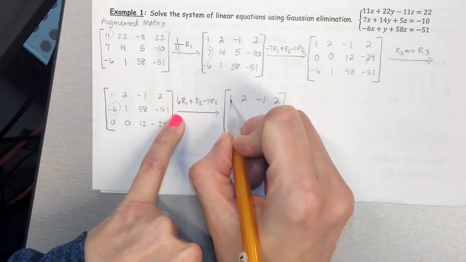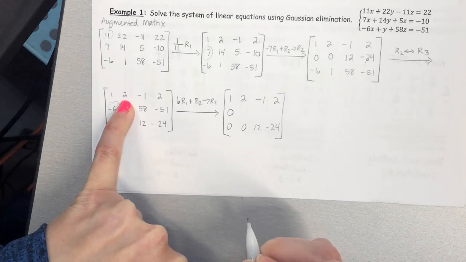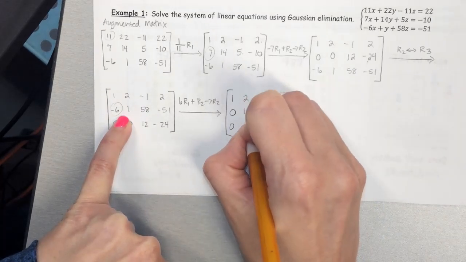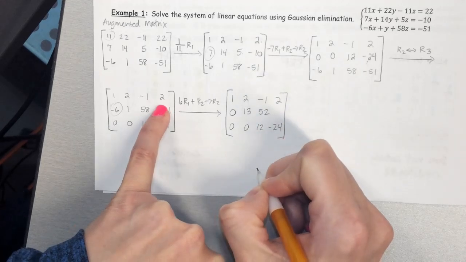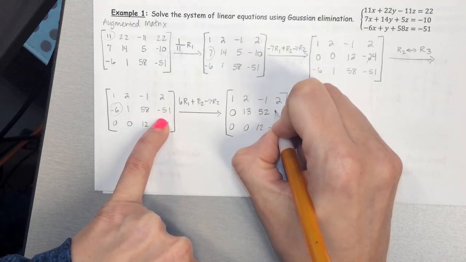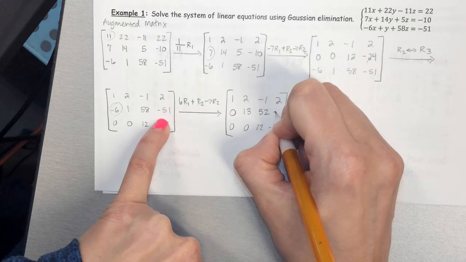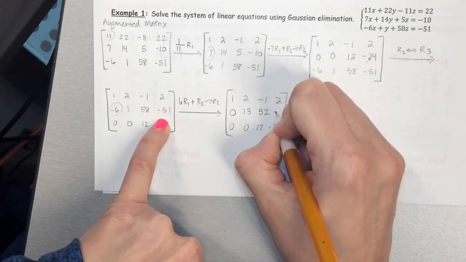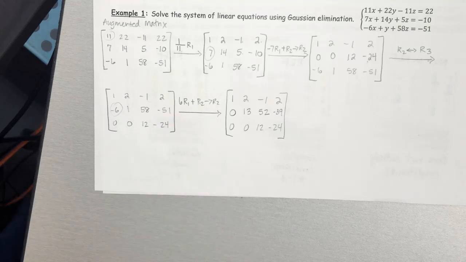So 6 times 1 is 6. 6 plus negative 6 is 0. 6 times 2 is 12. 12 plus 1, 13. Negative 6 plus 58, 52. 12 plus negative 51. What do you guys get? 39, right? Yeah, so 12 would be negative 41.